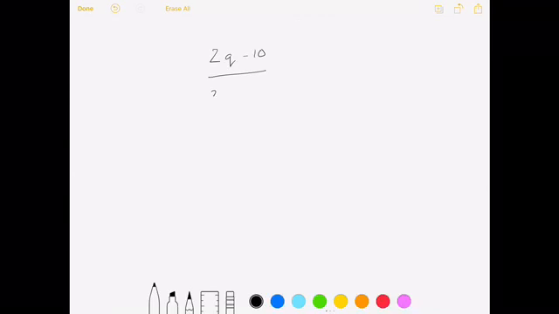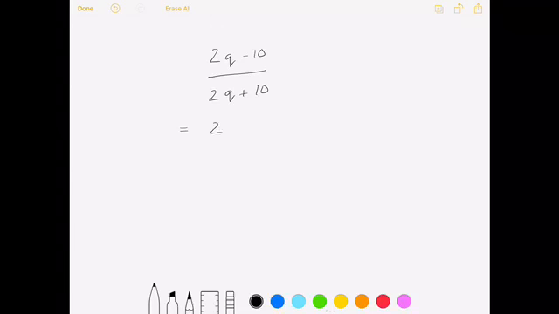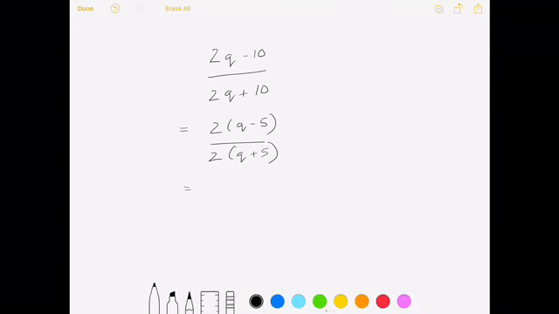Next up, we've got 2q minus 10 over 2q plus 10. Again, looking at the numerator, there's a common factor of 2. And in the denominator, there's a common factor of 2. We can cancel the 2 with the 2. And we're left with q minus 5 over q plus 5.